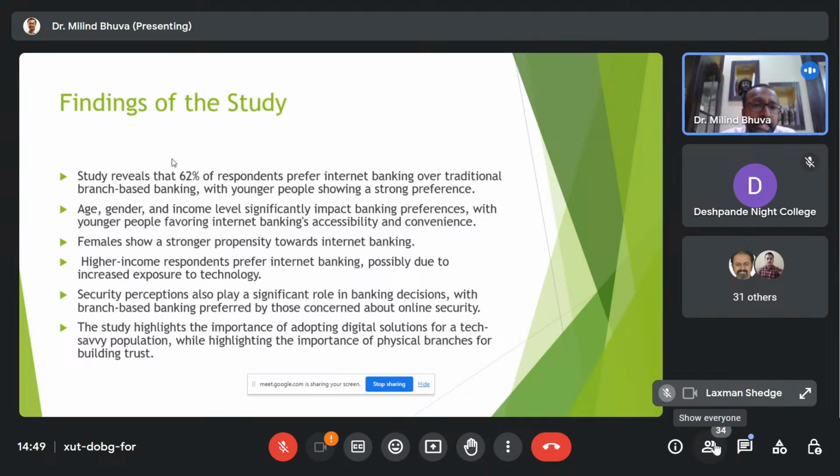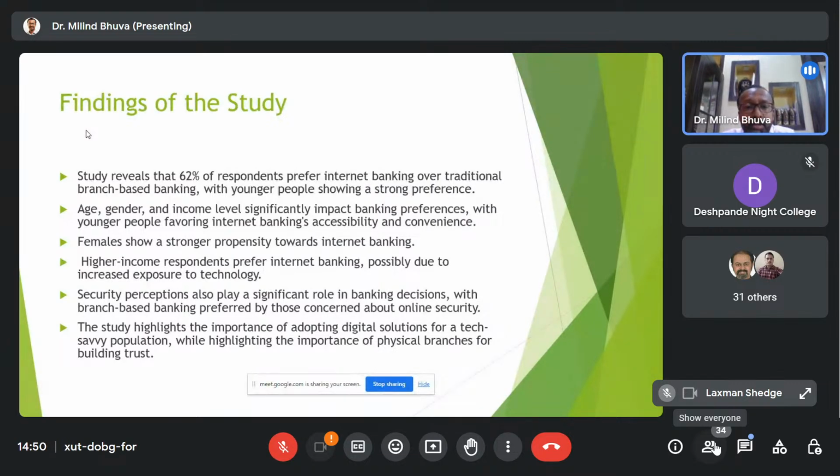The findings of the study reveal that 62% of the respondents prefer internet banking over traditional banking. But the most important thing to understand here was that younger people showed a strong preference. Age, gender, and income level, as we have already understood through the research analysis, had a significant impact on banking preference, with younger people favoring internet banking for its accessibility and convenience. Females show a stronger propensity towards internet banking. The higher income respondents prefer internet banking, possibly due to increased exposure to technology.